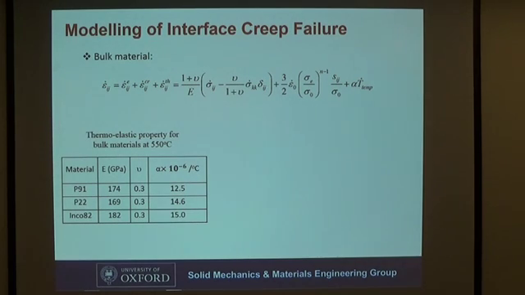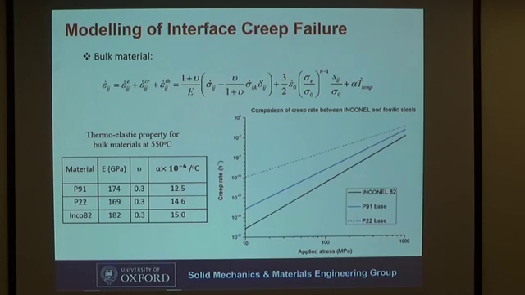For bulk elements, we use standard isotropic elasticity, a standard steady-state power law creep model, and isothermal expansion. For different materials, we have a mismatch in the thermal and elastic properties. But here I just want to highlight the mismatch in creep property, which is very important in the result I will show later. You can see the mismatch between creep properties is much larger between P22 and Inconel than between P91 and Inconel at a given stress.